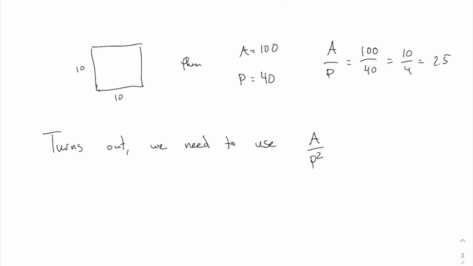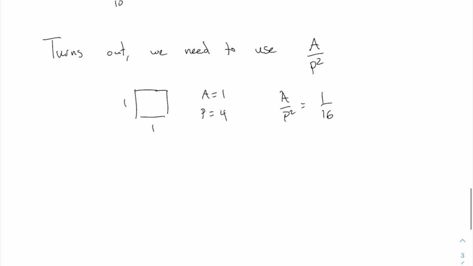I would say like an informal reason why this is more appropriate is because the area is a two-dimensional measurement. Like the units of area would be like square inches or square centimeters or something. Whereas the perimeter is a one-dimensional measurement, and it's not really appropriate to divide like square inches divided by inches. When you're dividing things, they should have the same units. And it turns out, if you square the perimeter, then everything works out great. So in the previous examples here, if a square has side 1, the area is 1, the perimeter is 4, and if I go A over P squared, I get 1 over 16.